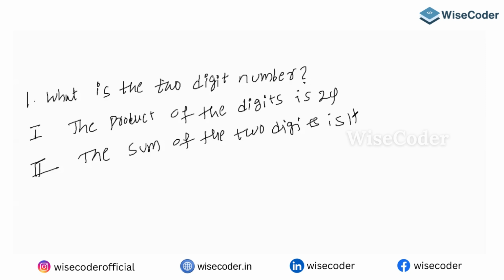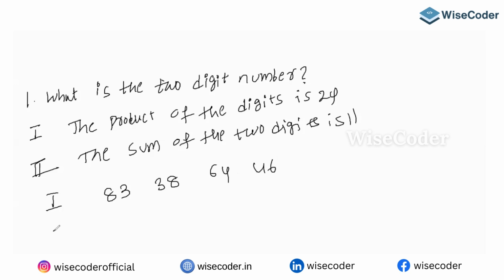Guys, when you talk about the product of the two digits being 24, from statement 1 alone, can I say 8 3 is 24? Yes or no? 8 3 is 24. 3 8 is 24. 6 4 is 24. 4 6 is 24. So there is a possible set of numbers. But statement 1 alone is not sufficient to answer the question, because I want a unique answer and I am getting 4 options.